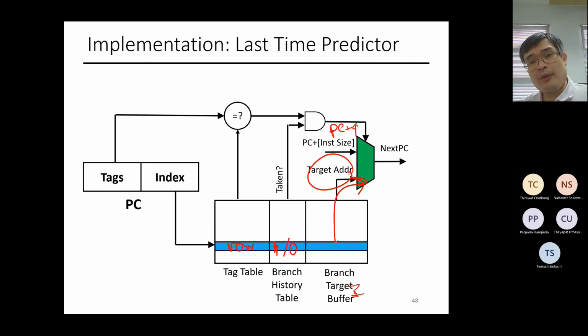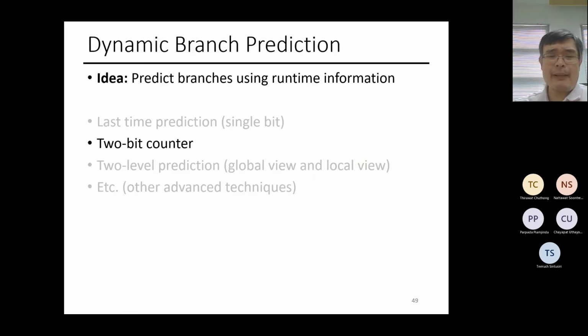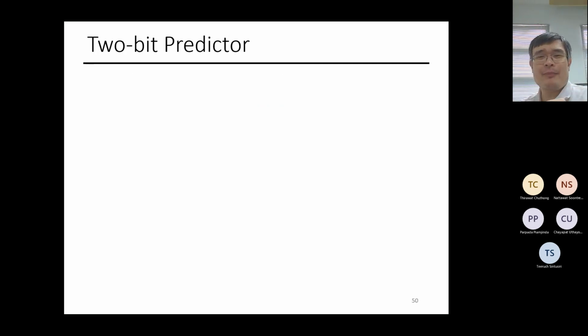All right, so if there's no more questions, we can go to the next better predictor, which is the 2-bit predictor. The last time predictor is a single bit. The next predictor would allow you to be a little bit more adaptive, so we add one more bit.